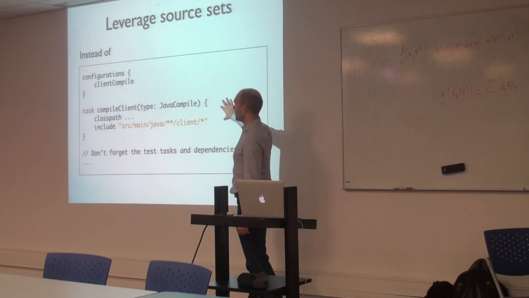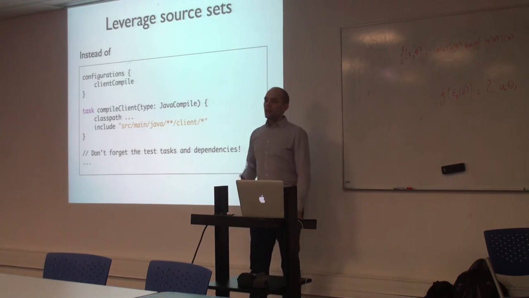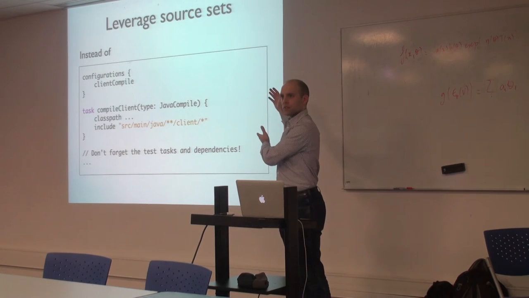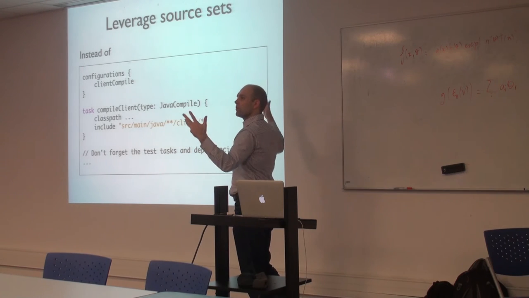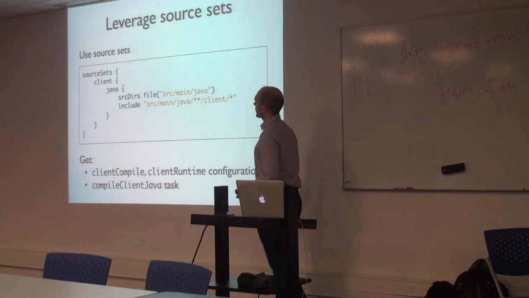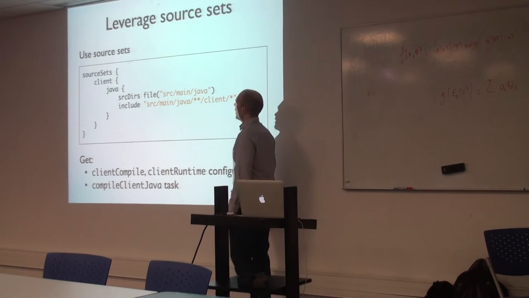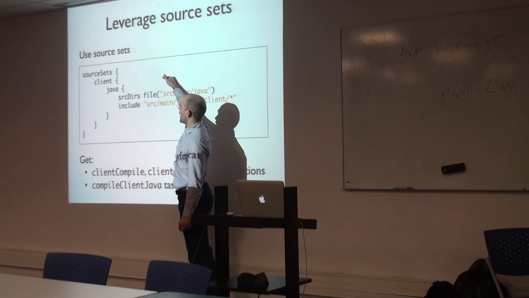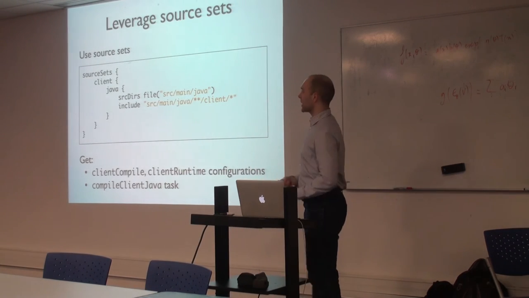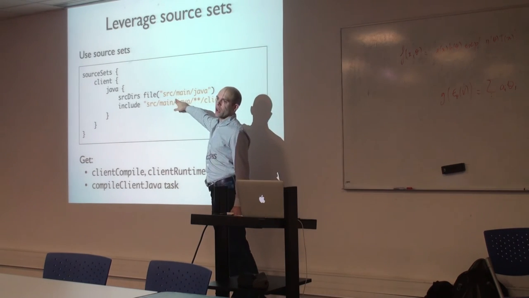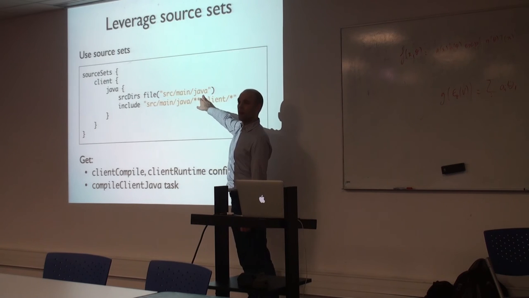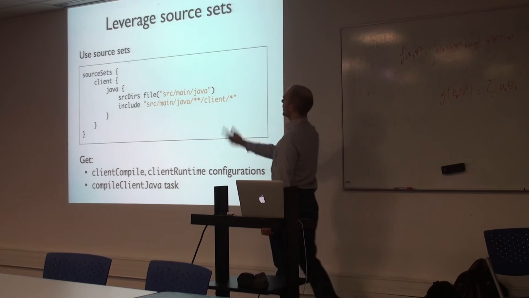This is actually a really ugly way of solving that particular problem. If you have logically different sets of source files, i.e. they have distinct sets of dependencies, they are potentially packaged distinctly, then you can start using the concept of source sets. So now instead of configuring tasks, I just use the Gradle model to say I have a client source set. So my main source set, the implicit one, is my server application. But I have a whole set of other files under SRC main Java, which are just for the client, and they have different dependencies. And I just specify where you find them and which of those files match the pattern.